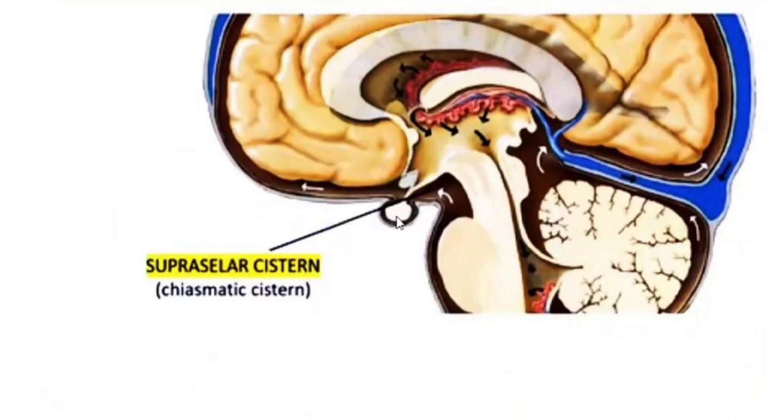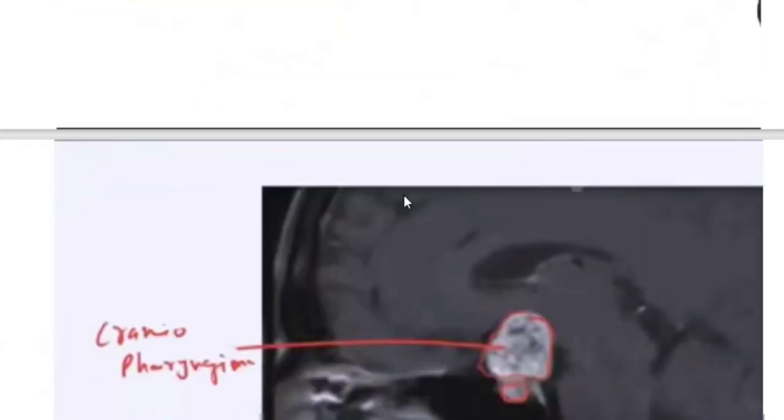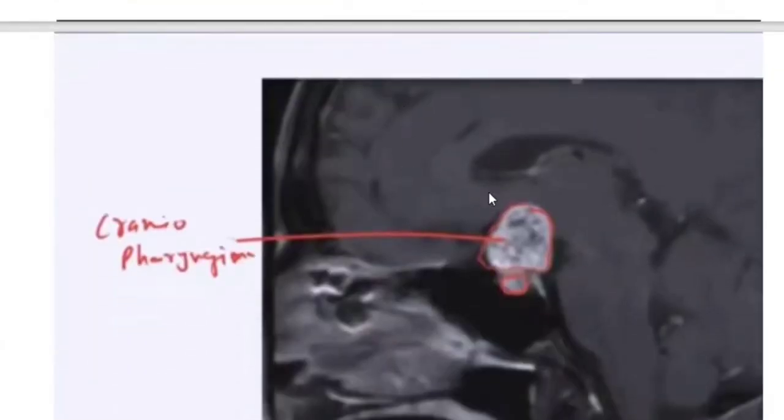Sella turcica is the roof of the pituitary gland. So the system that is present above the sella region is supracellular system. This is the sella, this is the pituitary gland, and this is the supracellular system. Supracellular system is filled with a mass. Depending on the age, the most common thing we suspect is craniopharyngioma in case of children.